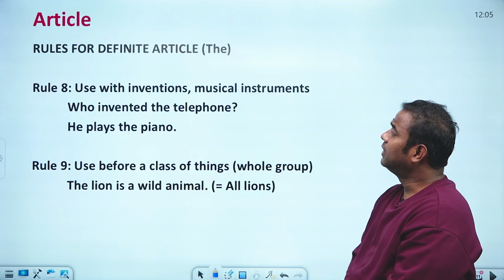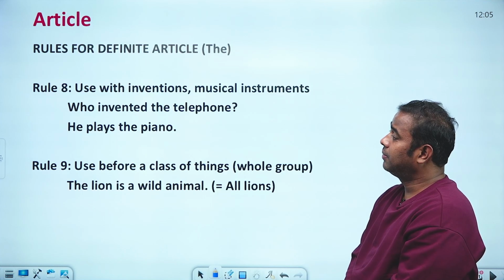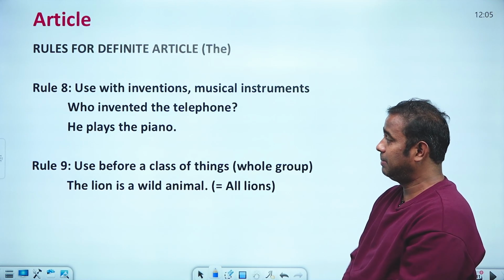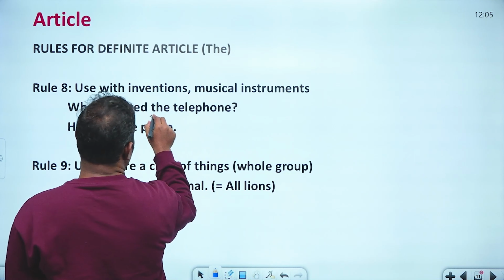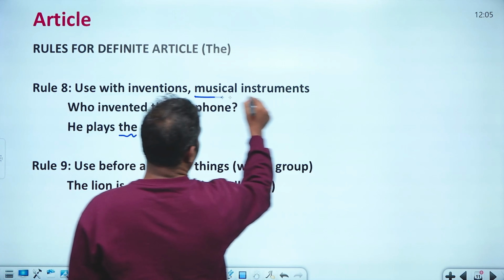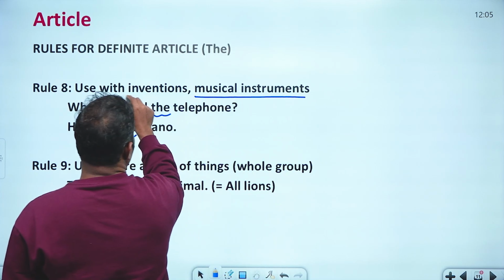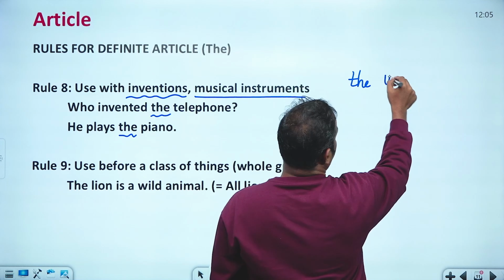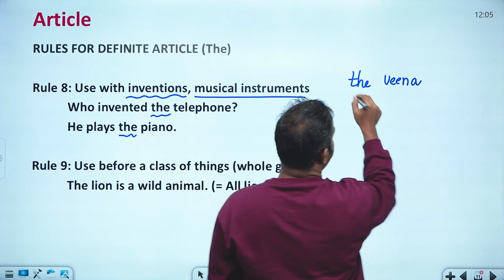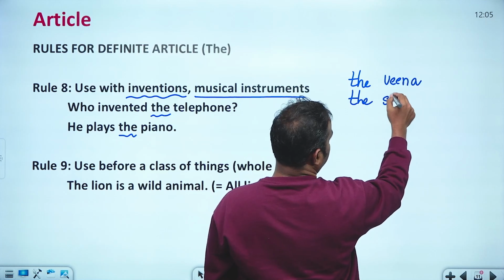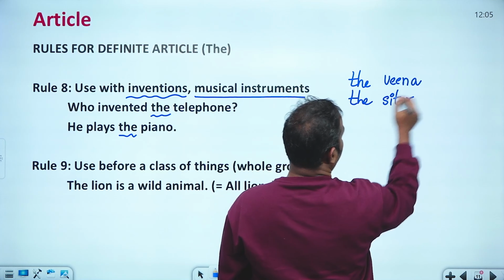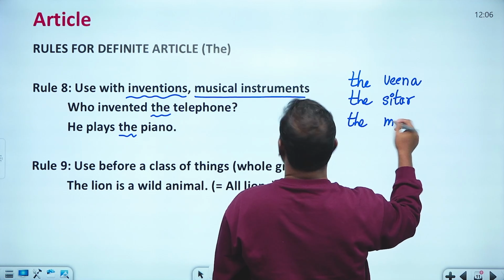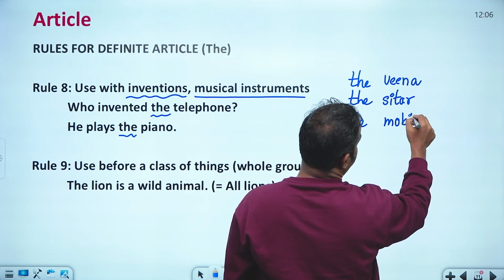whenever there are inventions or musical instruments. Who invented the telephone? He plays the piano, he invented the telephone. So in front of musical instruments and inventions you can use "the". For example, the veena. So veena is the instrument. Okay, the sitar. Okay, then the mobile is already done. Okay, fine. So the mobile.